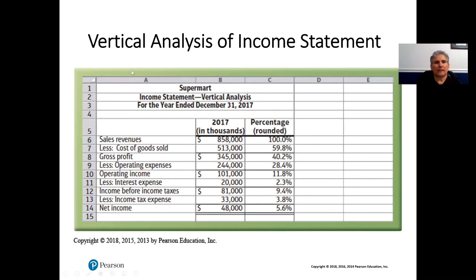Okay, so let's take a look. Here's the vertical analysis of the income statement. Sales revenue is the base, and every one of these line items is going to be divided by 858,000. So even sales revenue itself, 858,000 divided by 858,000 is 1 or 100%.